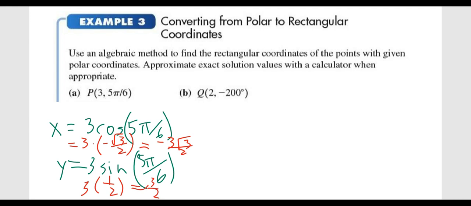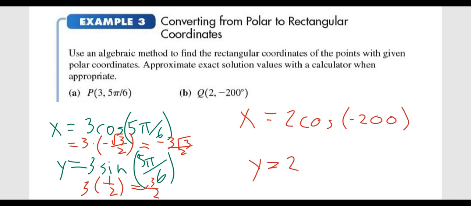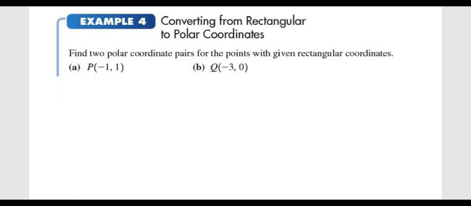Now on the second one here, I would definitely have to use a calculator, right? Because x equals 2 cosine negative 200, that's not going to be nice. Y equals 2 sine negative 200. You'd have to use a calculator on both of those because there's no way anybody's going to know them off the top of their head. So we'll go on to example 4, which will be our last.